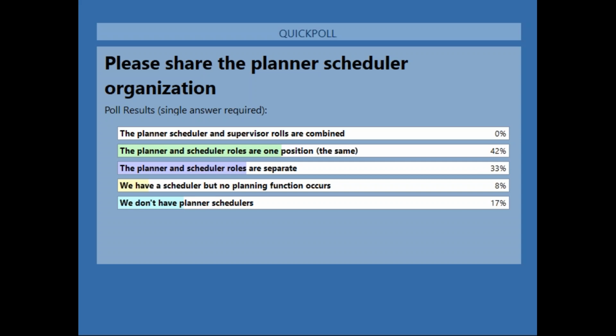And we see that 8% have a scheduler but no planning function, and 17% with no planning and scheduling. And that's a huge opportunity, because what we find is that there's a huge savings, both in dollars and the efficiency of the work, by having the planner schedulers.